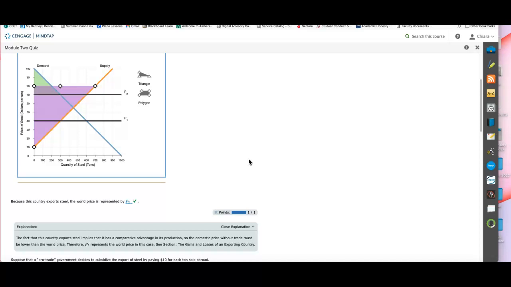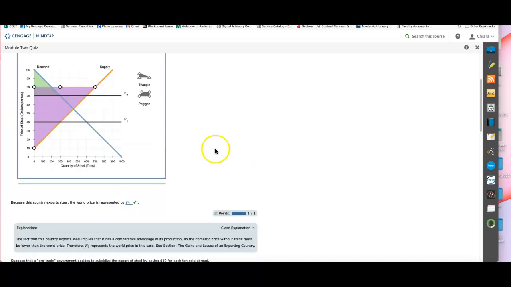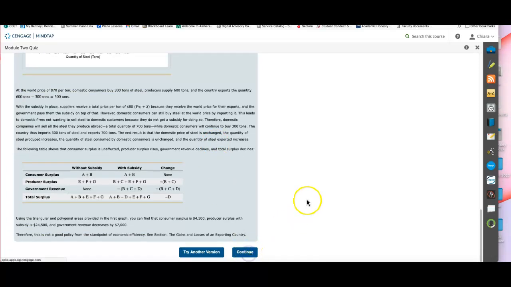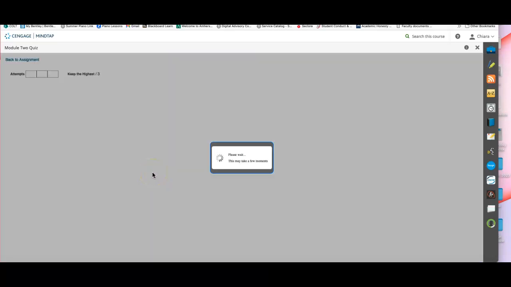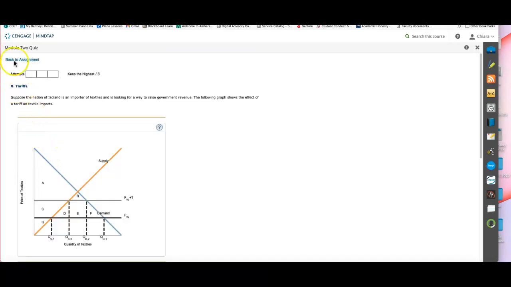What does that mean? It means this was not an efficient decision. There was not a gain from increasing trade with a subsidy. The government should not have done it. So this ends all the questions. I don't think there's anything else left. Is there? Oh, there's another question.